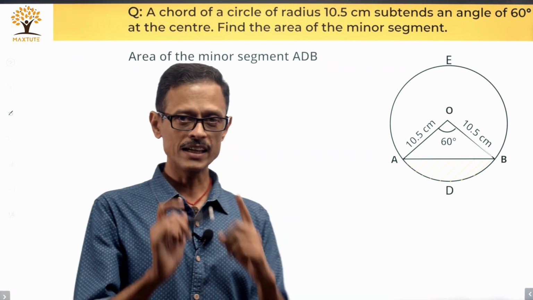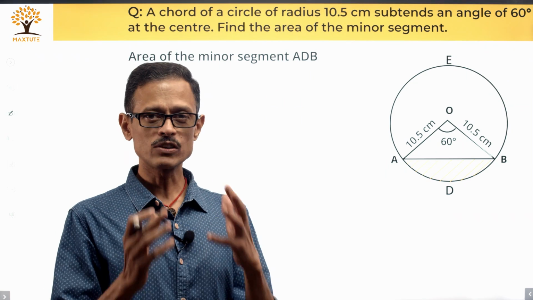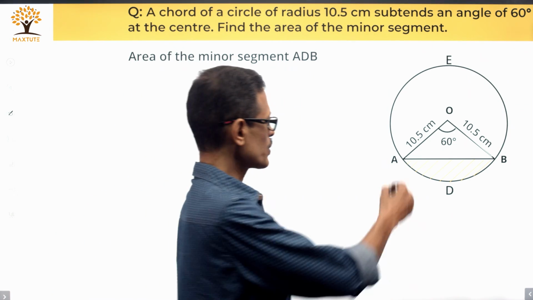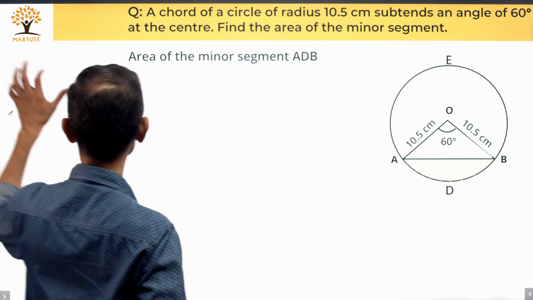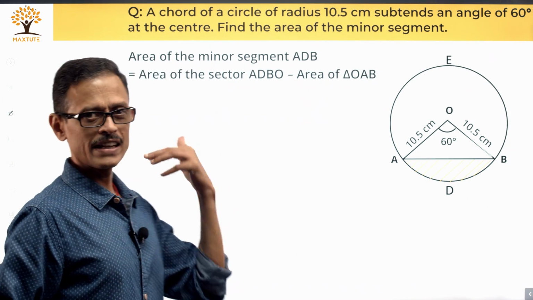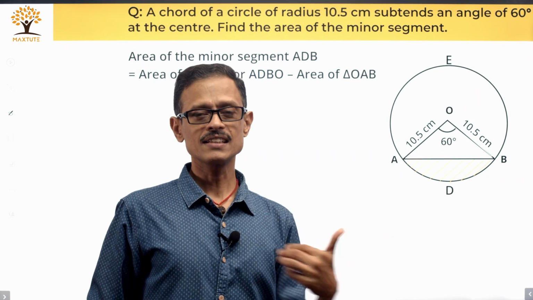We need to find out the area of the minor segment, which is the shaded region ADB. How do we find the area of the minor segment? Compute the area of the sector ADBO, and from that subtract the area of the triangle. Finding the area of the sector is very straightforward. The angle subtended by the arc making the sector is 60 degrees.